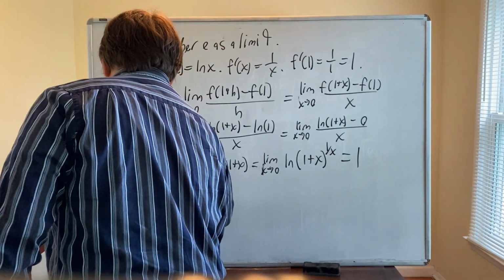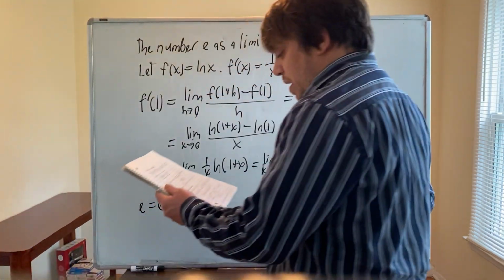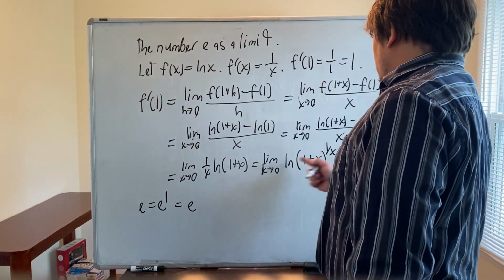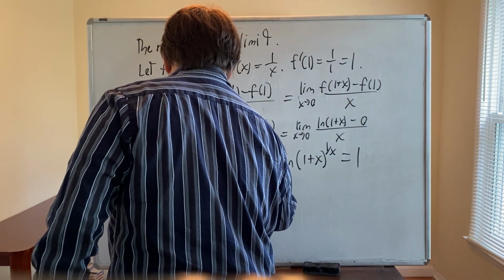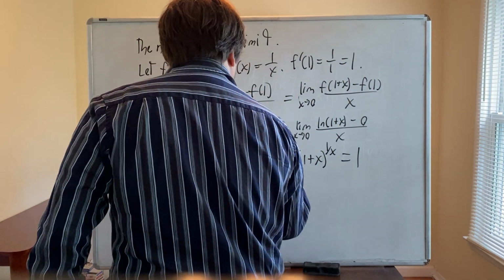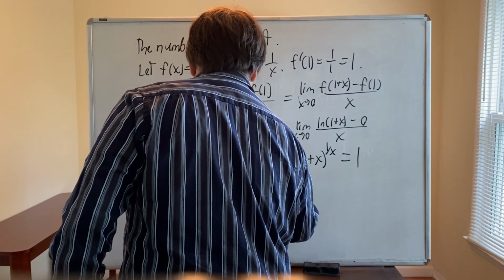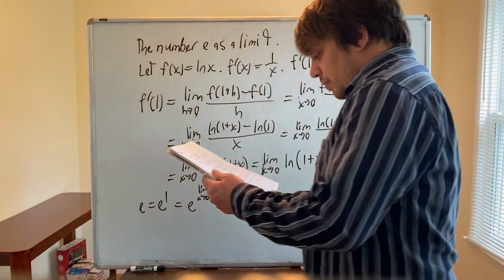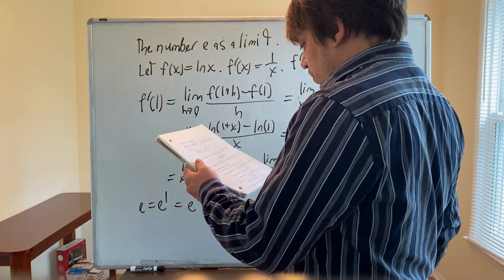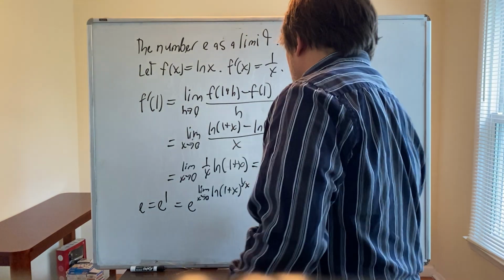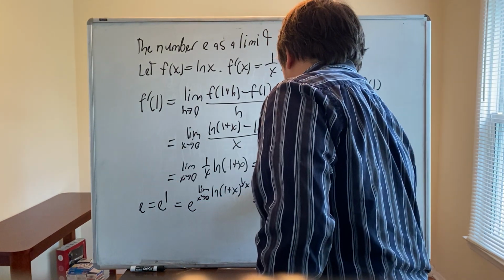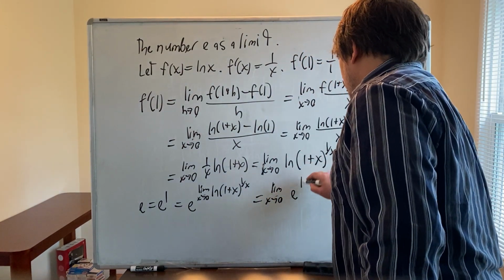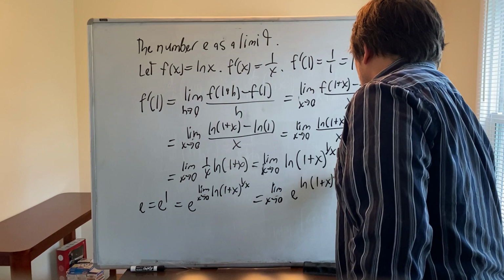So e is equal to e raised to the first power, just like any number would be. But then this is equal to e raised to, this limit is 1, so it's e raised to the limit as x approaches 0 of ln of 1 plus x raised to 1 over x. And so now what I can do is move the limit outside of the exponential. So this is equal to the limit as x approaches 0 of e to the ln of 1 plus x raised to 1 over x.